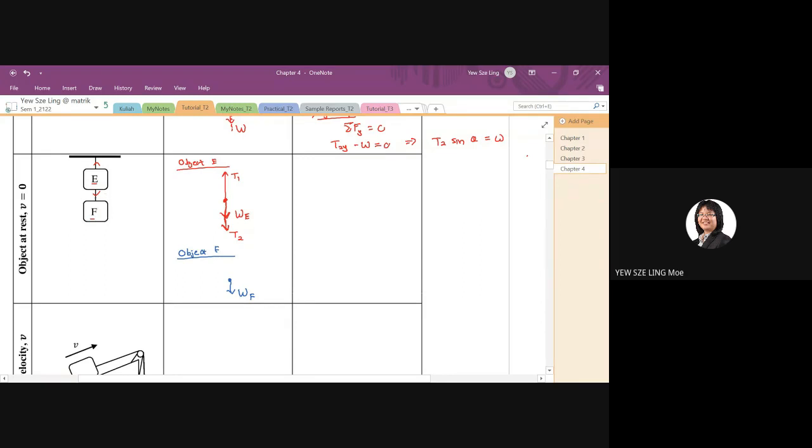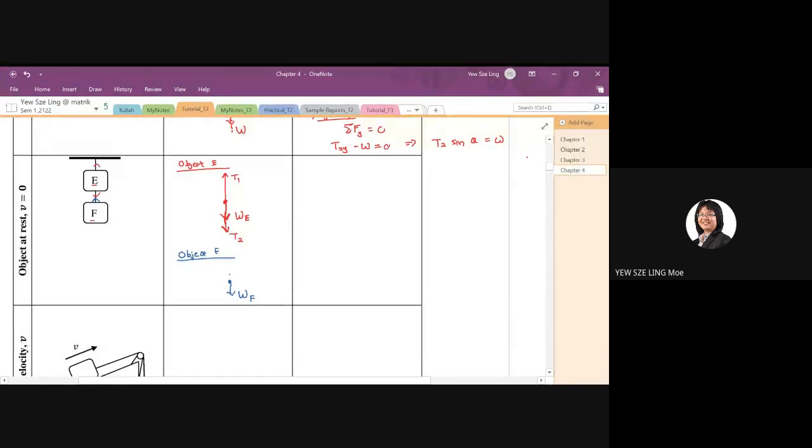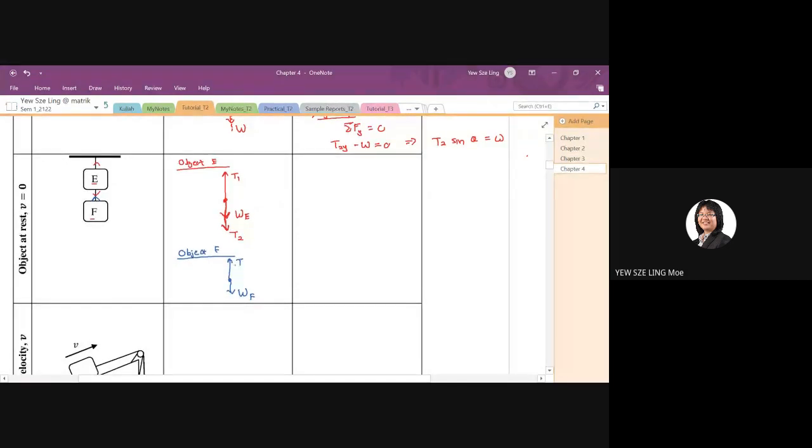Now you have a string that is joining F and E together. And remember, my tension must be leaving the object. Therefore, I have another T that is going up. So remember, you need to put a subscript here. So this is T1 or T2. Let's go back to the diagram.